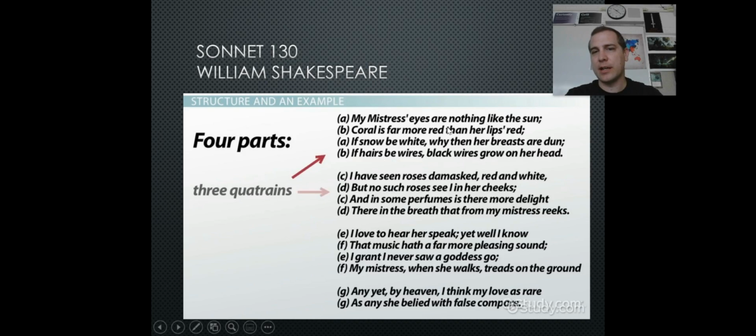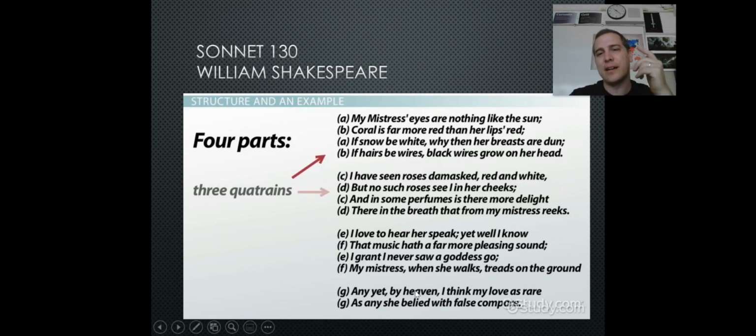Now, what you'll see here in this poem, you'll notice that Shakespeare's talked about my mistress, right? And so that's typically, it could be his wife or some woman that he's interested in. And he's saying like, oh, her eyes aren't that great. Her lips aren't that red. Her skin's not that white. Her hair isn't that soft. She doesn't really have rosy cheeks. Her breath kind of smells. I like hearing her speak, but music sounds better. She's definitely not a goddess.